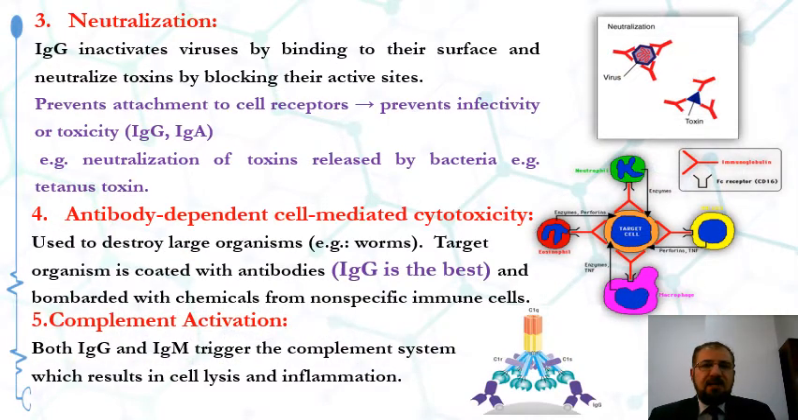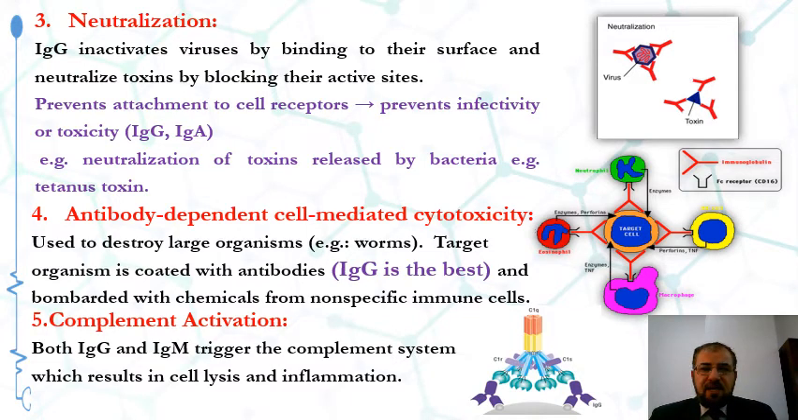Number three, neutralization. So neutralization is best done by IgG and sometimes IgA antibodies. So the antibodies can inactivate viruses from binding to their surface receptors, and sometimes the IgG antibodies can neutralize toxins by blocking their active sites.